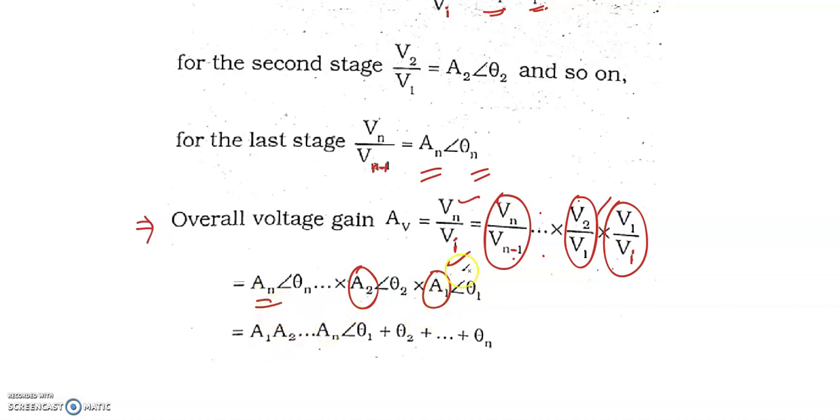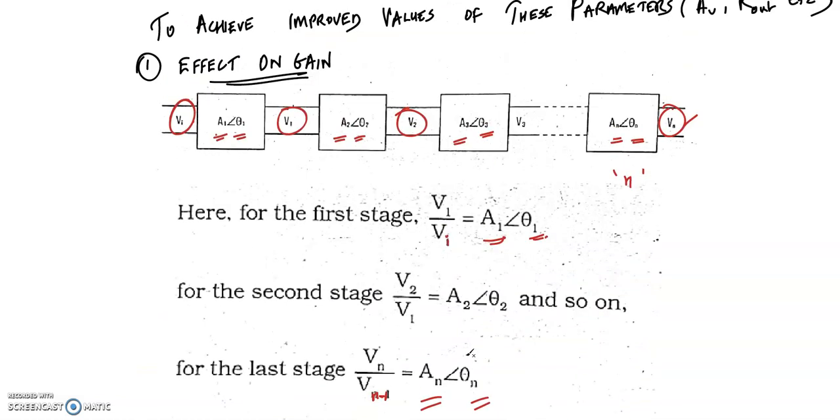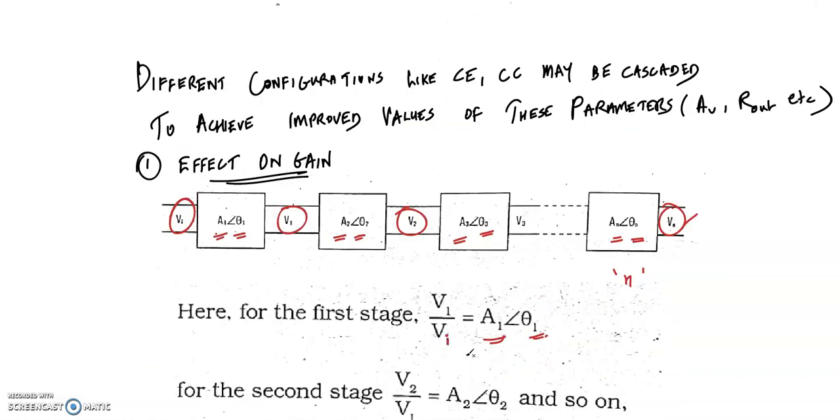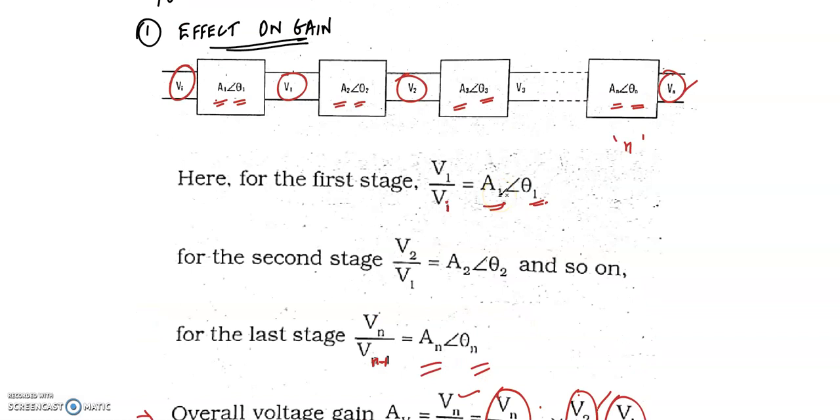When you multiply all these gains, the magnitudes can be multiplied directly. The phases will add up, obviously, isn't it? So for A1, A2, and so on up to An, the gain magnitudes are multiplied and the phase shifts are added. This is the effect of multi-stage amplifiers, or cascading, mind you, on voltage gain.